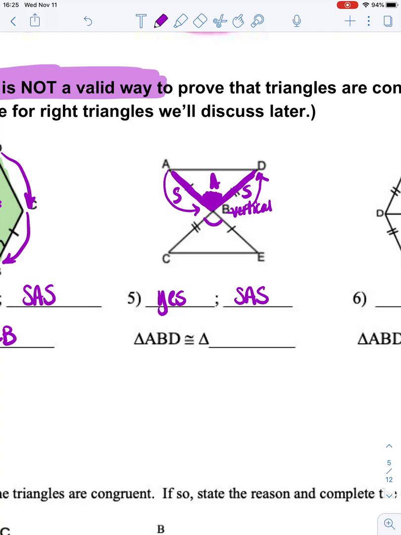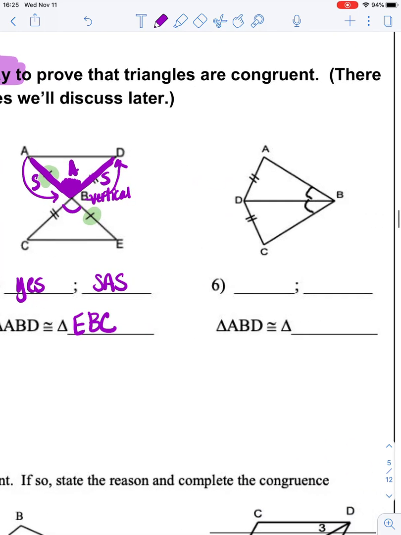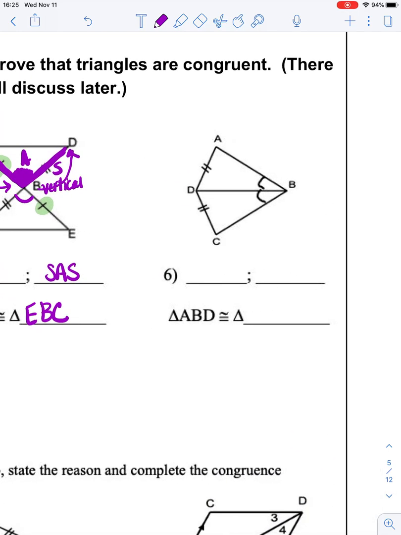ABD is congruent to, so we need to check how everything is marked. See this right here, how from A to B has the 1 marking, so we need to make that match up. Okay, so we would use then E, so ABD is congruent to EBC. So you have to check the markings and then match things up based on how they're marked.